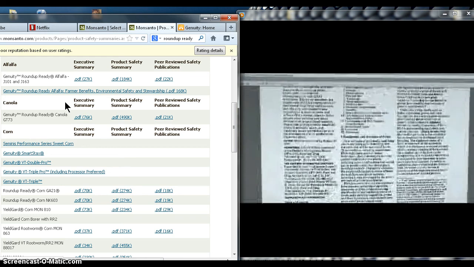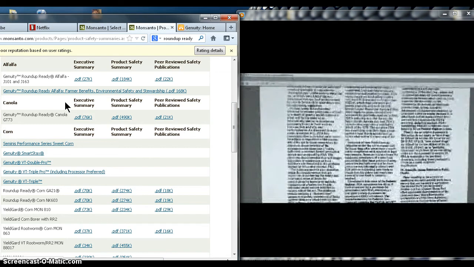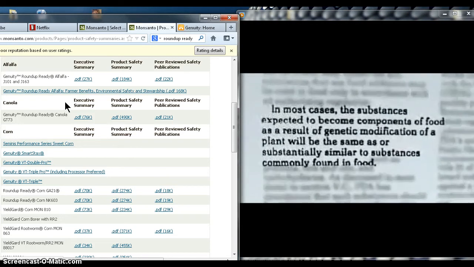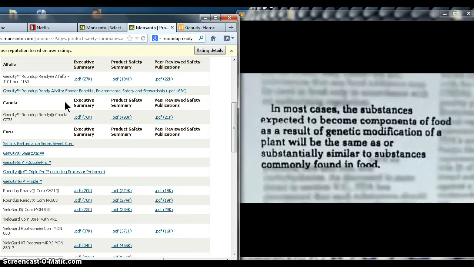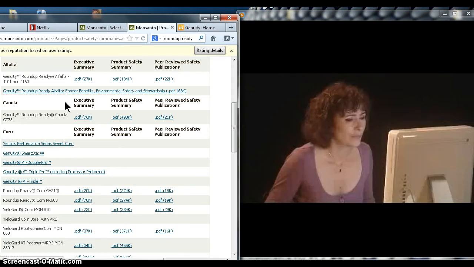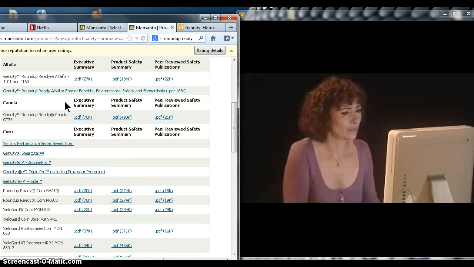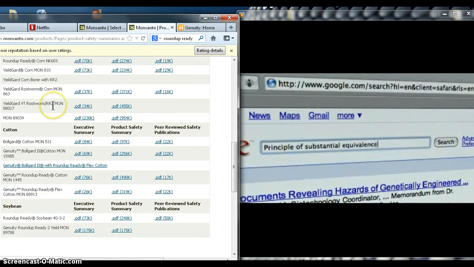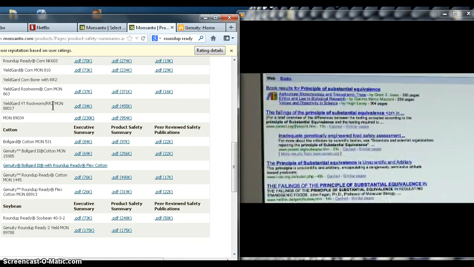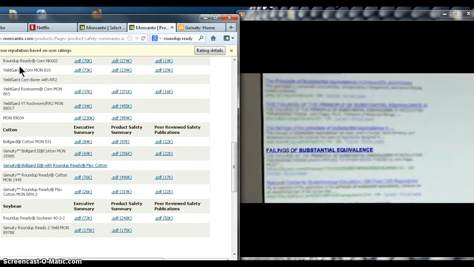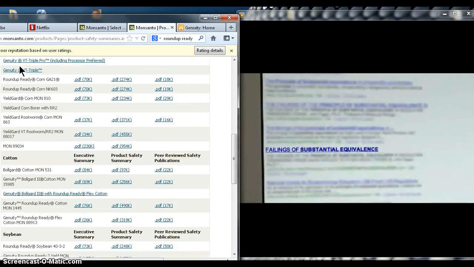How exactly did they justify their decision? Principle 2. The components of food as a result of genetic modification of a plant will be the same as or substantially similar to substances commonly found in food. In other words, the FDA considers that a genetically modified plant is equivalent to its conventional counterpart. What they call the principle of substantial equivalence has been adopted around the world, and it's at the heart of the debate between biotech supporters and GMO foes.